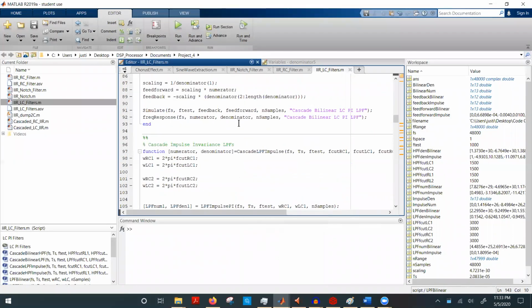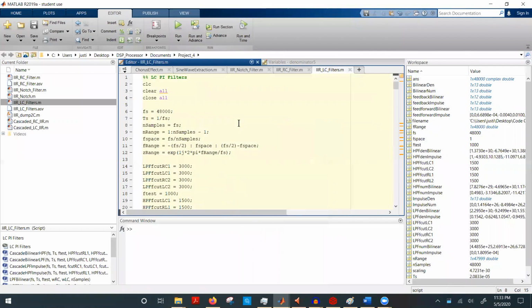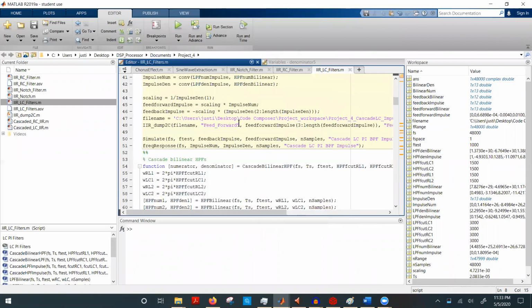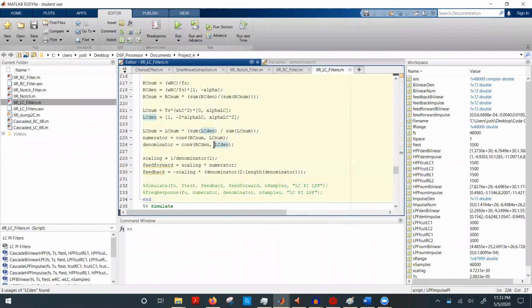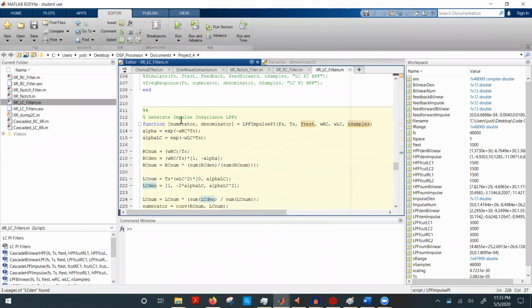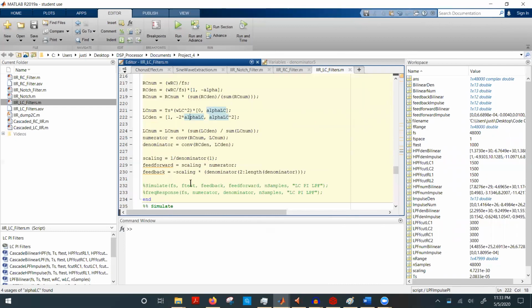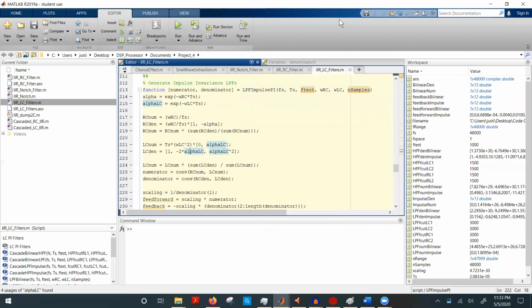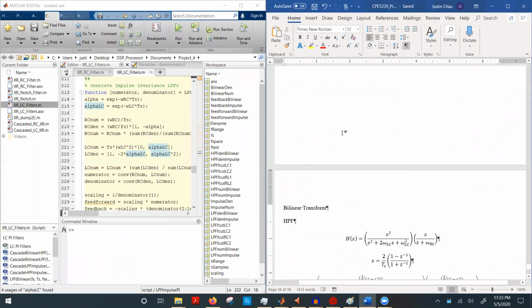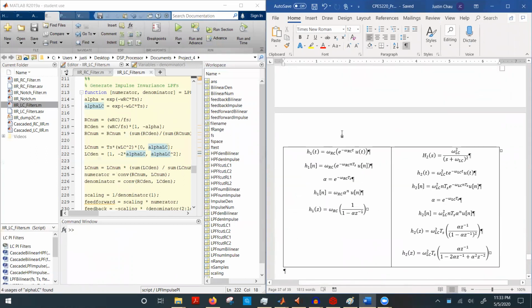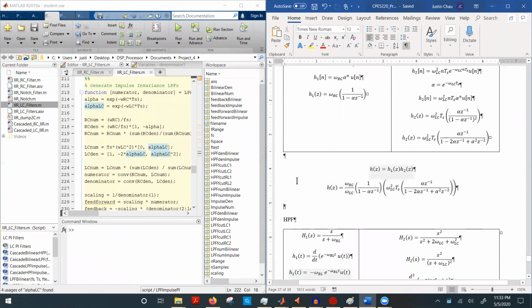So here we are in MATLAB with our LC filters. I think I start from the bottom because I started writing these functions from the bottom upwards. Yeah, so impulse invariance LPFs. So I have the RC component and I have the LC component. Just move this over here. Impulse invariance. So let me go back up here.